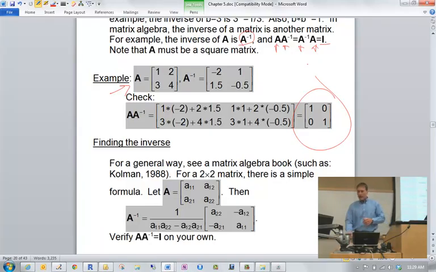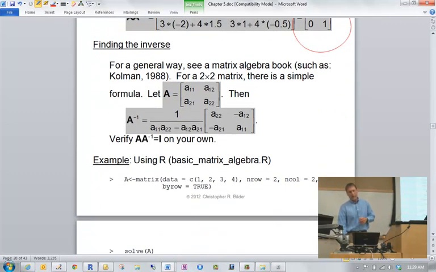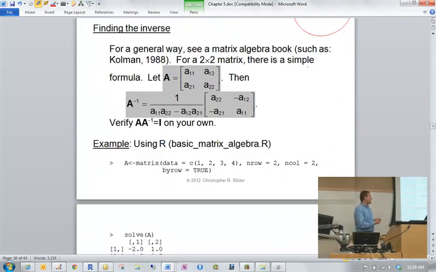So how could you find an inverse of a matrix? Well, if you were to do this by hand, it can be kind of a long process. If you've taken a matrix algebra class, I'm sure all of you have done it by hand. Here's just the simplest way that you can find an inverse.